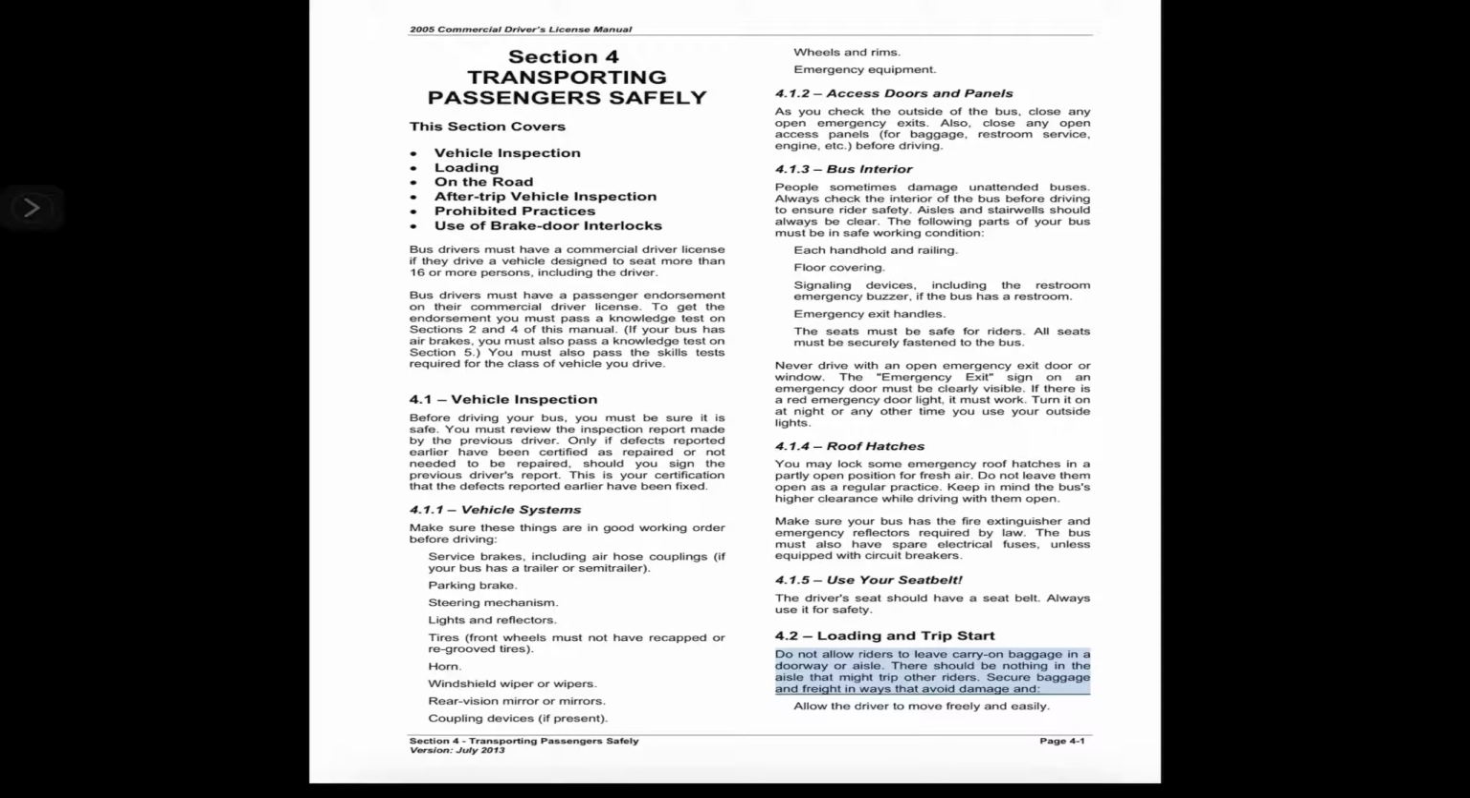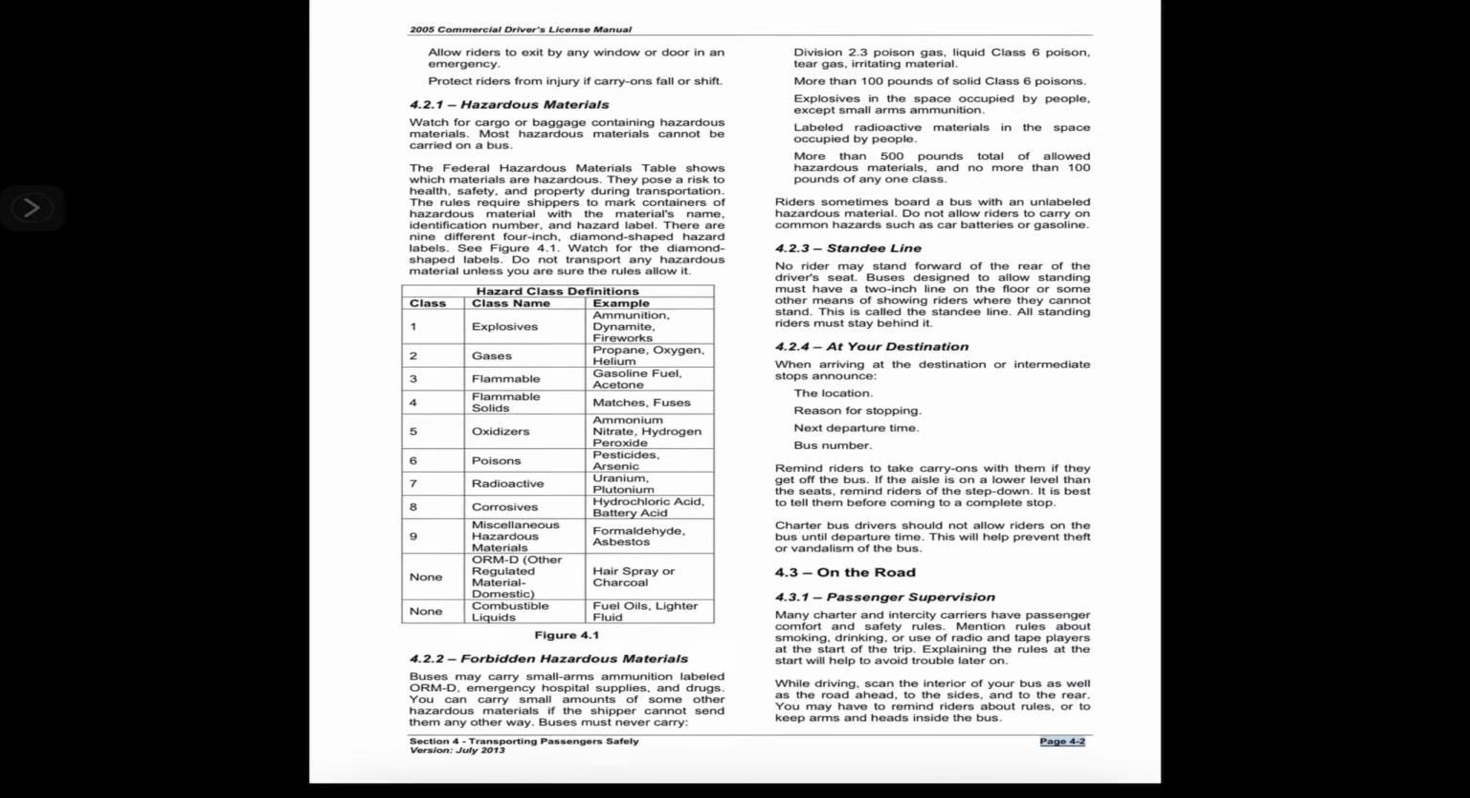4.2 Loading and trip start. Do not allow riders to leave carry-on baggage in a doorway or aisle. There should be nothing in the aisle that might trip other riders. Secure baggage and freight in ways that avoid damage and allow the driver to move freely and easily. Allow riders to exit by any window or door in an emergency. Protect riders from injury if carry-ons fall or shift.